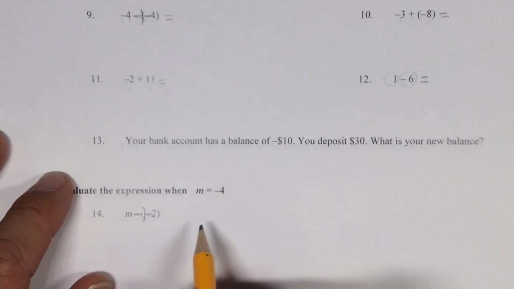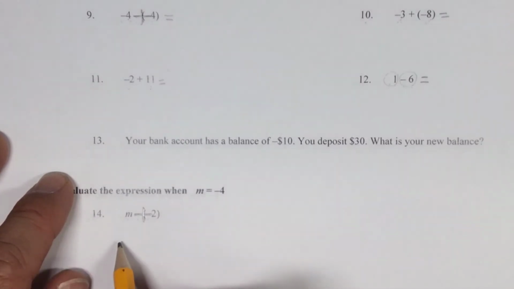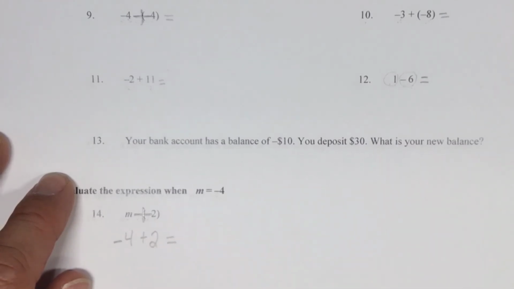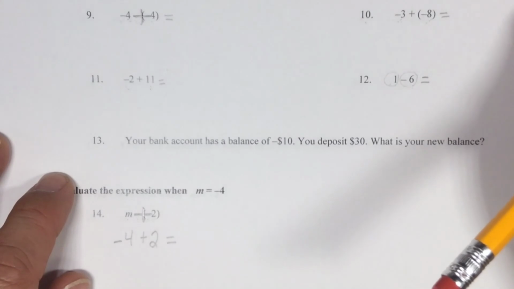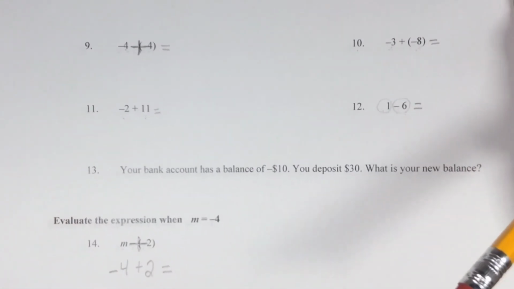Now I'll rewrite this problem. M equals negative 4, so it becomes negative 4 plus 2. And I'll let you take it from there. It's much like the problems up above. That's it. There are only 14 problems.